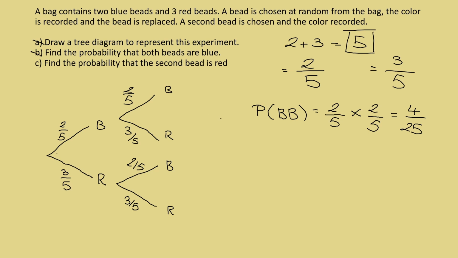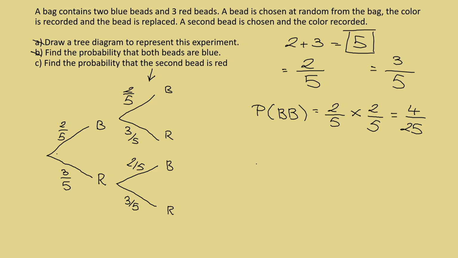Now let's move on to part C. Part C says find the probability that the second bead is red. So this case is slightly different. So here we're only concerned about the second bead being red. So in this case, if we look at the second bead that's chosen, so if we look at this part only, you can see there are 2 instances where the bead is red. So in this case, we're going to have to find the probability of getting there each time.